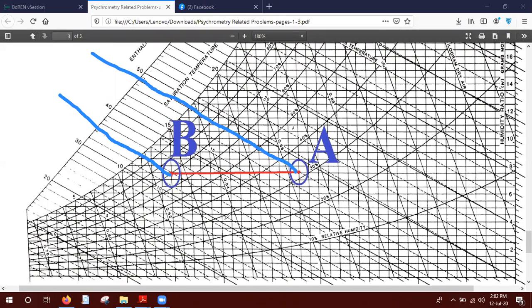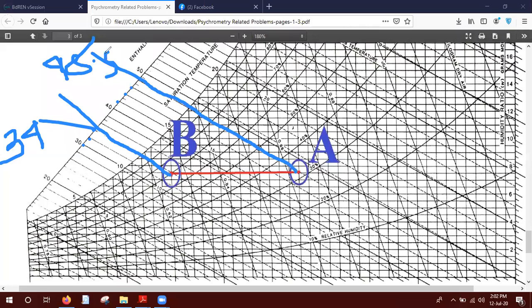Suppose this is 30, every step is 2, so this will be 32 and 34. So the B point will be 34, suppose. And the A point, this is 40, 42, 44, 46, 48 point something, probably 48.5. So these are the two point enthalpies, suppose 48.5.